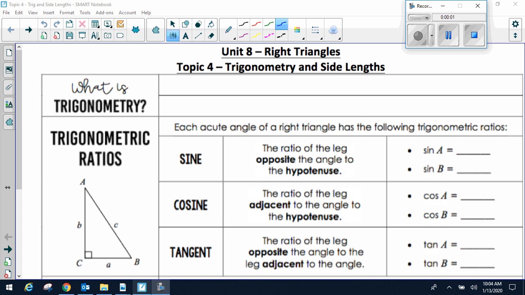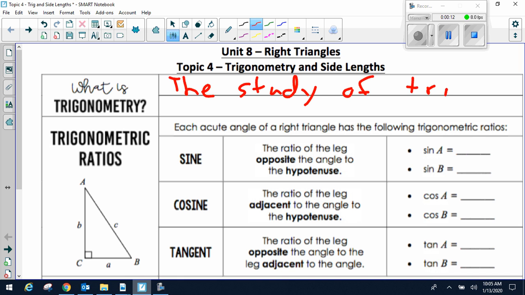Okay, so today we're going to talk about our first introduction to trigonometry. And what is trigonometry? Trigonometry is just the study of triangle measurements. Okay? And there are three types of trig functions that we're going to talk about: sine, cosine, and tangent. Okay, sine, cosine, and tangent.